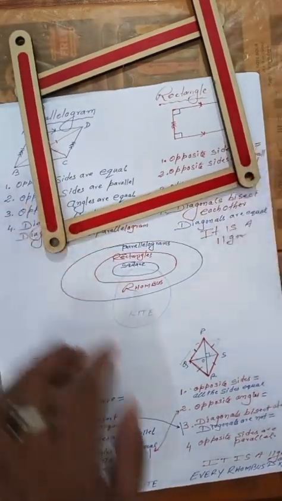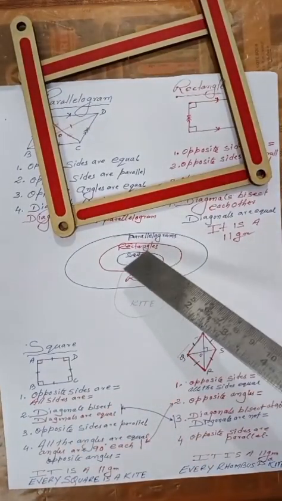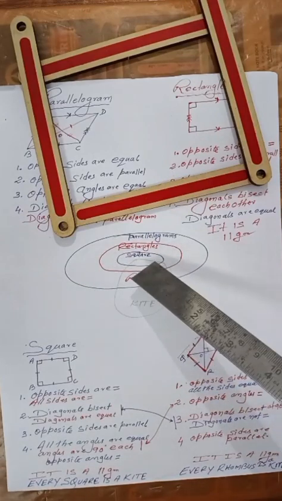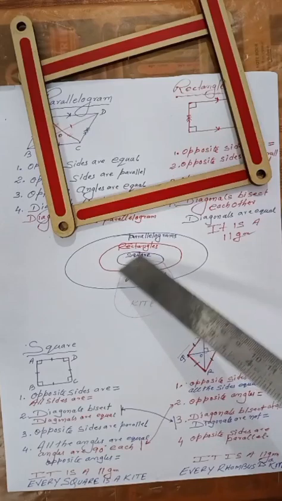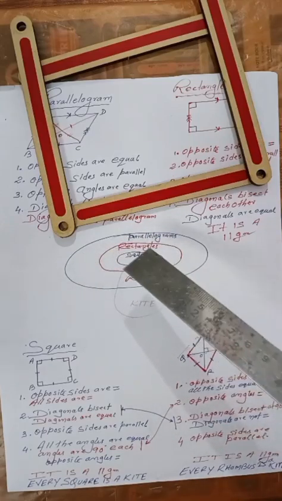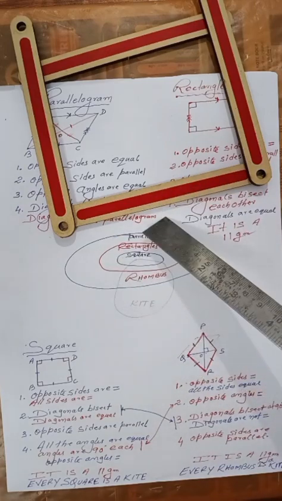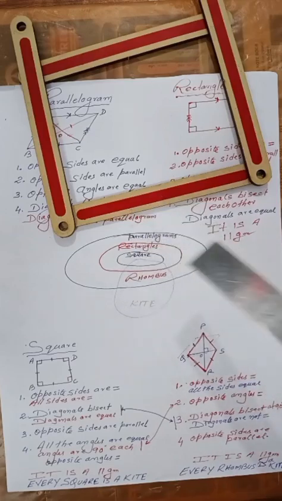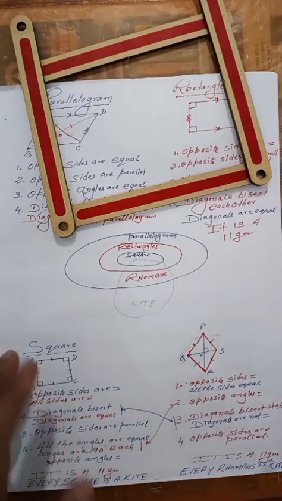I have made a, what I say, Venn diagram. So here you can see, I have taken parallelogram in blue, rectangle in red, and square again in blue. You see the rectangles and the square are both inside the parallelogram. Means all the squares are parallelograms, all the rectangles are parallelograms, all the rhombuses are parallelograms. Clear?